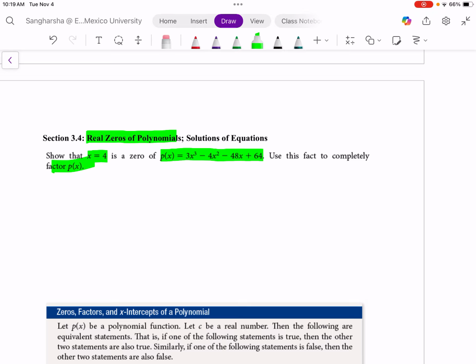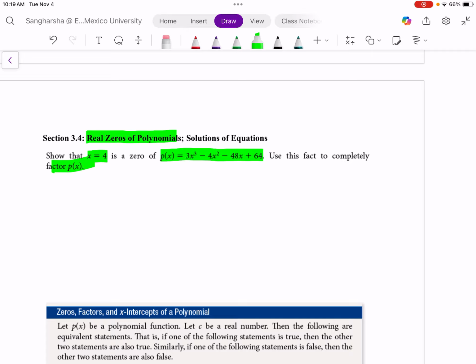Now what does it mean by a zero of a polynomial function? Finding a zero means finding the x-intercept. Do not get confused. So if you are asked to find the zero of a function, it means you are finding an x-intercept for that function. Now how do we check whether x equals 4 is an x-intercept for this function or not?